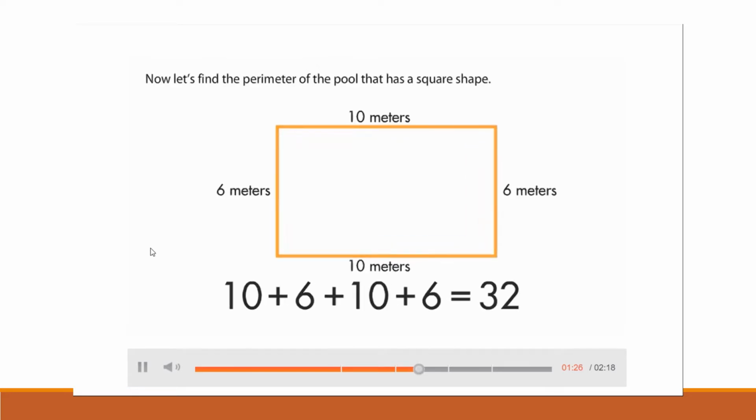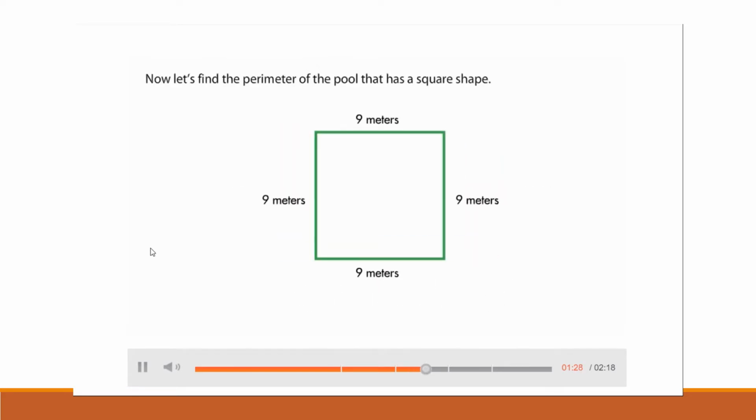Now let's find the perimeter of the pool that has a square shape. Do you need the length of more than 1 side of a square in order to find the perimeter? Why or why not? So I think what they're asking is that, in the original problem, it only had 1 side of the square labeled 9 meters, right? You can still figure out the perimeter of the square, even if only 1 side is labeled. Why is that?